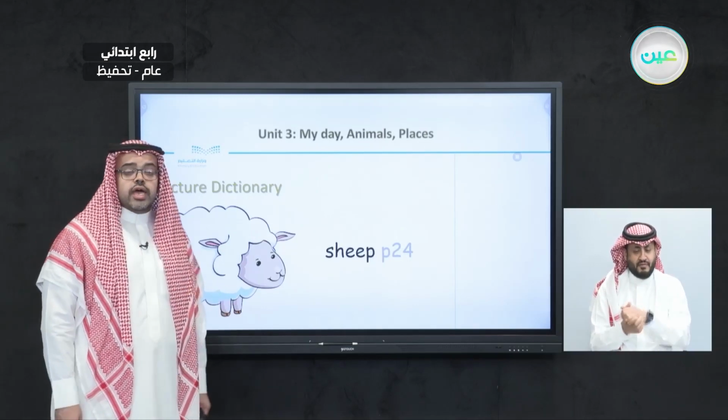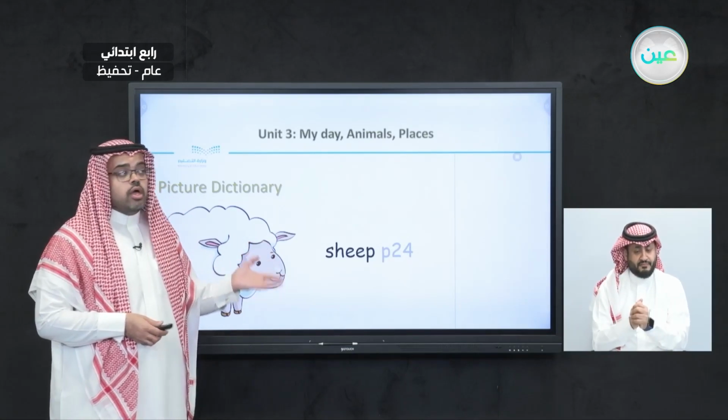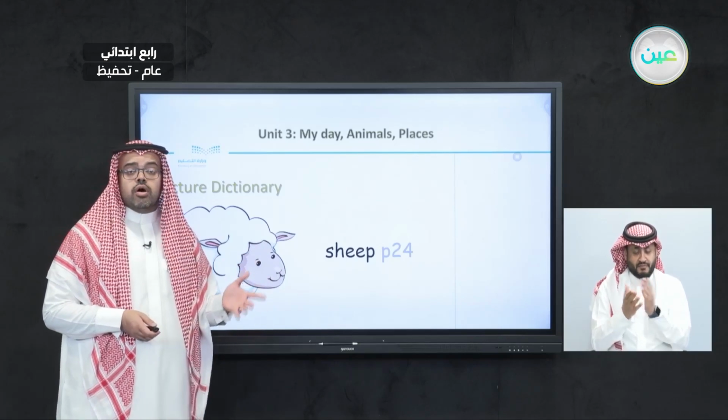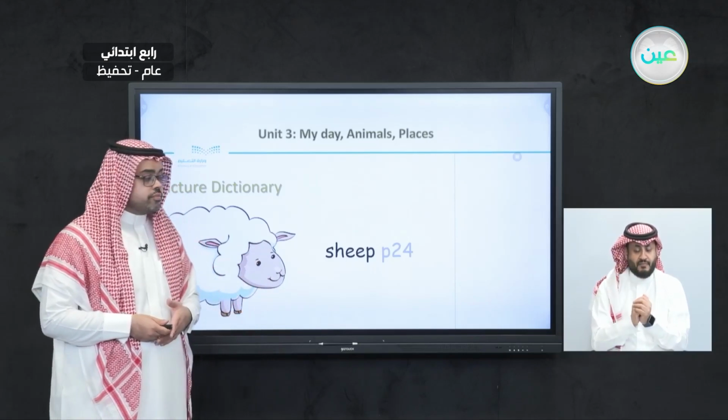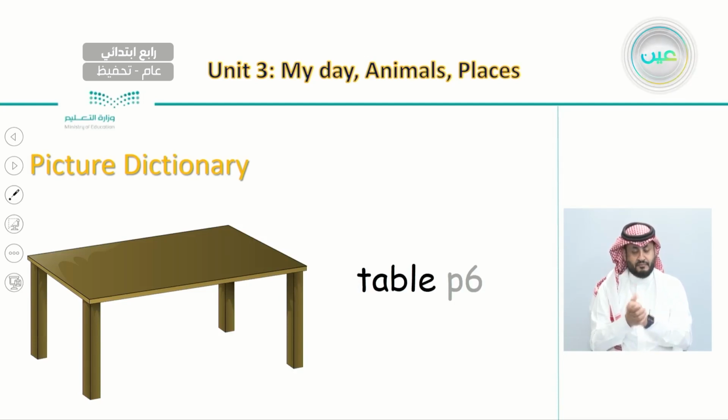And after this, we have sheep. A sheep, which is an animal. This word can be seen on page 24. And after this, we have another word, which is about an activity that we do every night, which is sleep. And this word can be seen on page 24. And then we have table. Table is a table that we use at home or in class when we write and do our homework on, that can be seen on page 6.